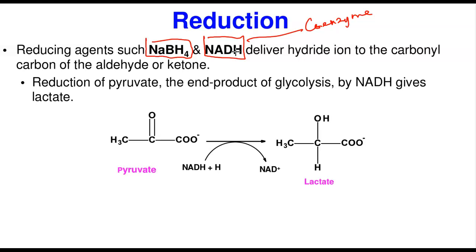So reducing agents such as this one and this one deliver hydrogen ion to the carbonyl carbon of aldehydes or ketones. What is happening here is what we call lactic acid fermentation. After glycolysis, when pyruvate is the last product of glycolysis, pyruvate has three fates. It can be broken down in lactic acid fermentation to form lactic acid. In alcohol fermentation in microbes, it can be broken down to alcohol.